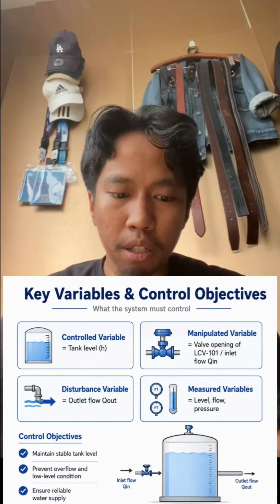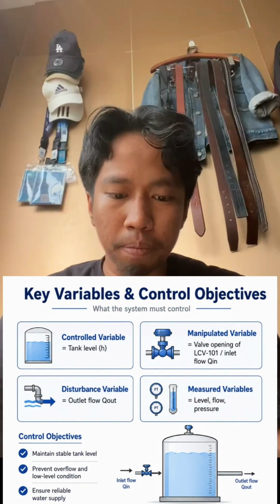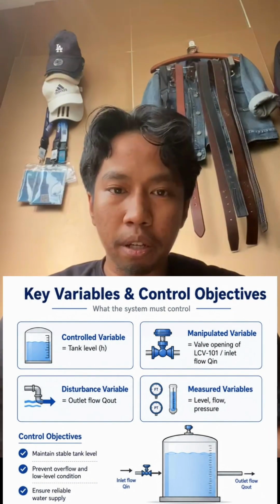I will explain about variables and instruments. In this system, the control variable is the water level inside the tank. This is the main variable that we want to control.